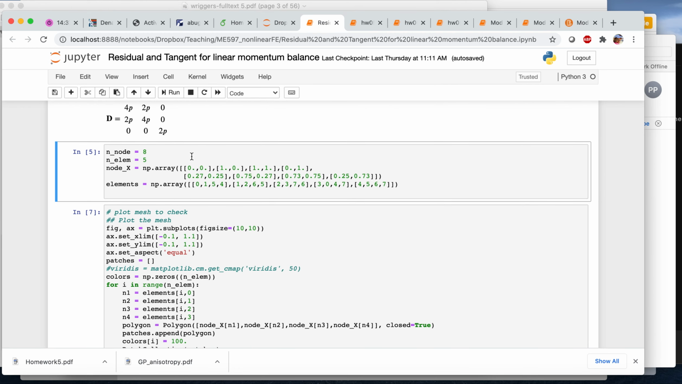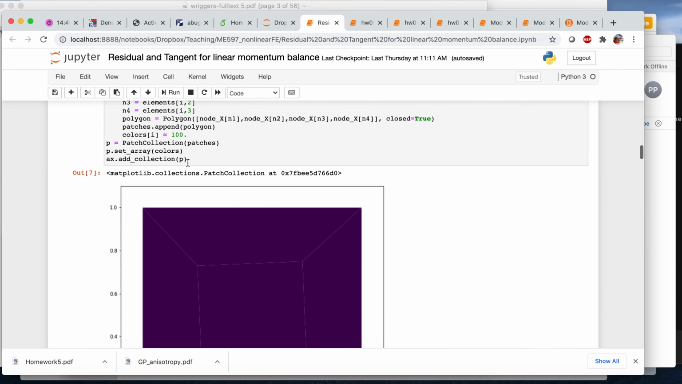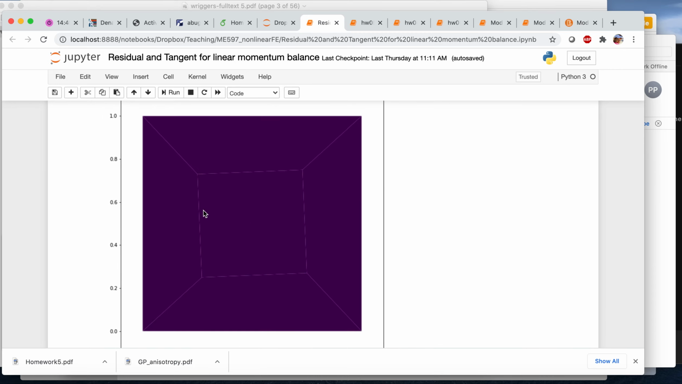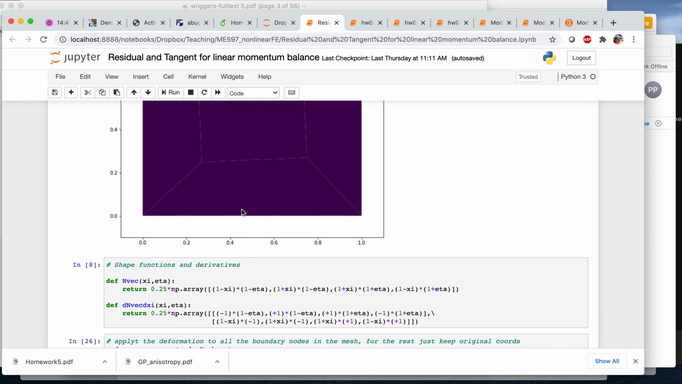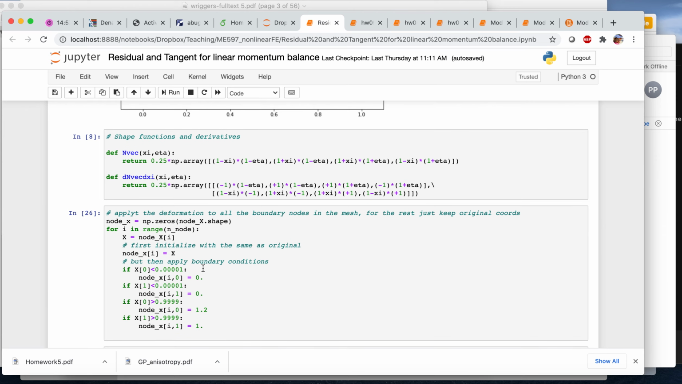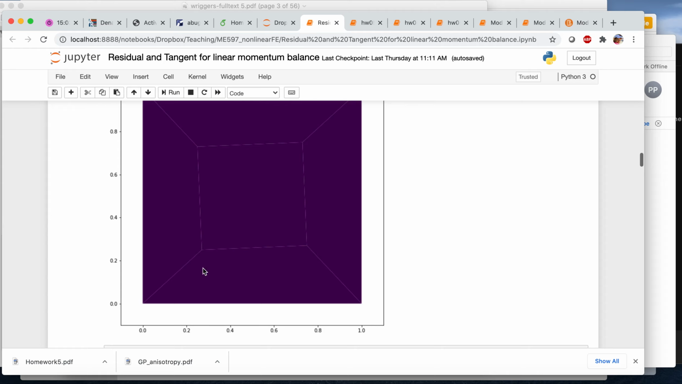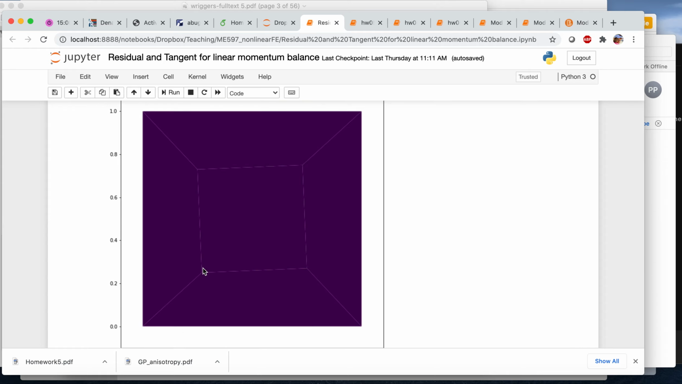All right, so here I have my mesh, and at the beginning I only have the deformed positions. If you look at it, it's this mesh right here. And then what I do is the definition of shape functions. I'm going to apply Dirichlet boundary conditions to all the boundary, because I don't want to deal with tractions on the boundary. I just want you to be able to solve this problem for the Dirichlet problem.